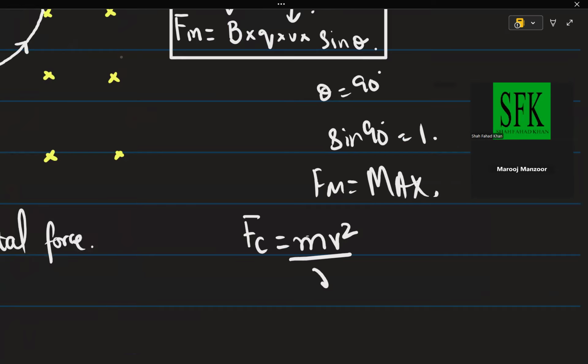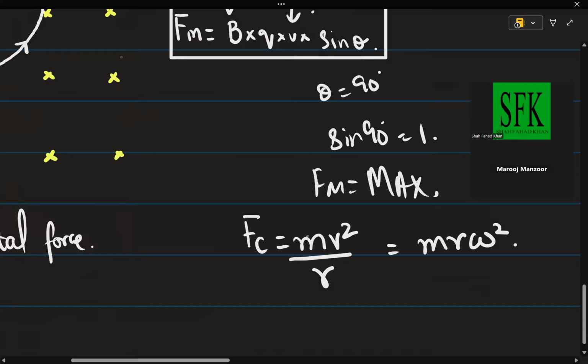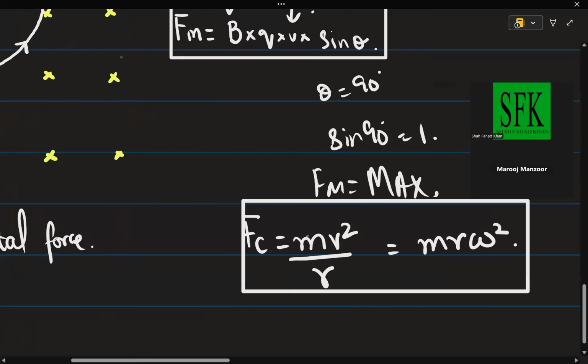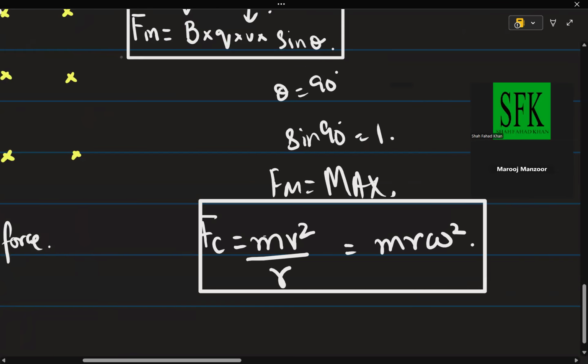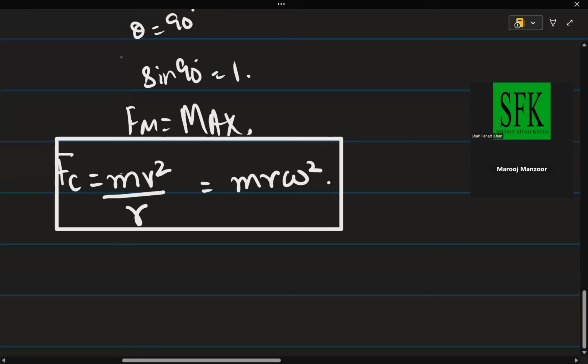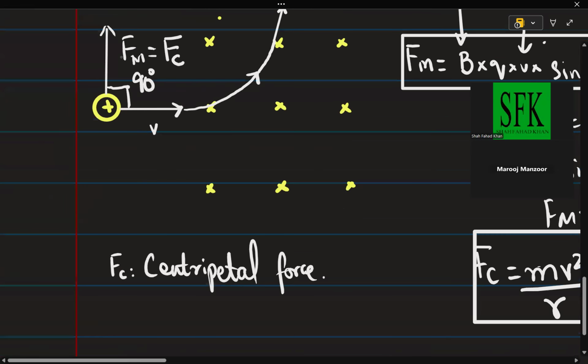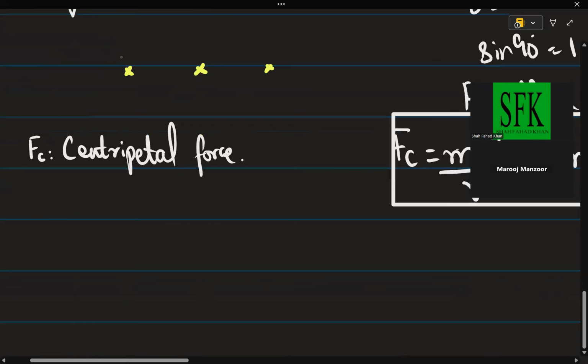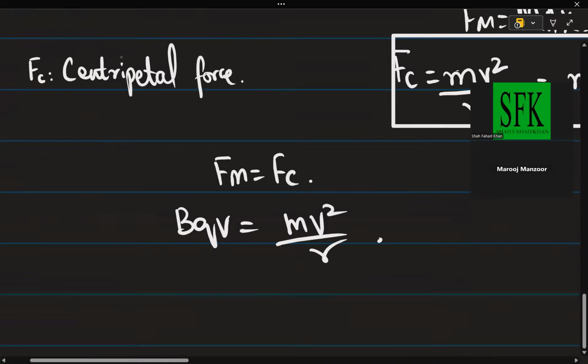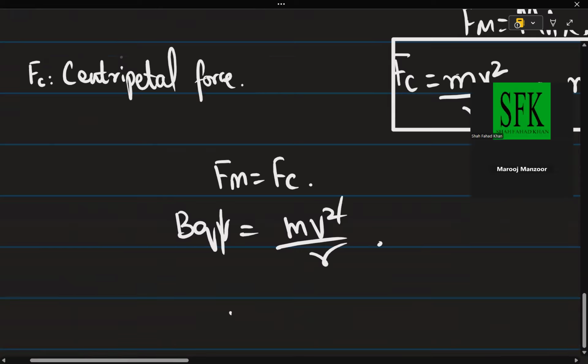There are two formulas mainly. One is mv squared over r and the other one is mr omega squared. Do you know both the formulas? What does omega represent here? Angular velocity. And v represents the linear velocity. So if this situation comes, Fm can be equated to Fc. And in that case, BQV becomes equal to mv squared over r. You can use this relationship to find the radius. Radius is mv over BQ, the radius of the path.